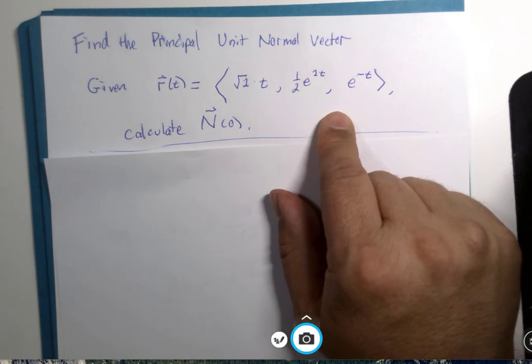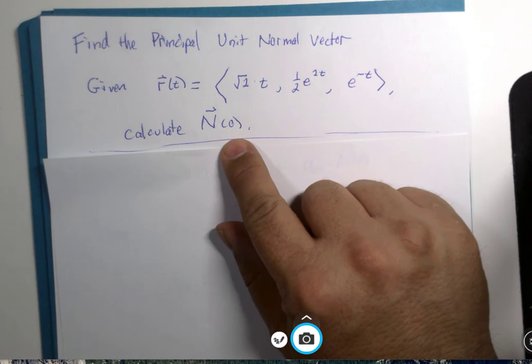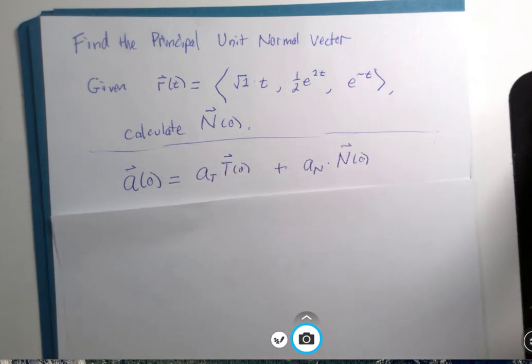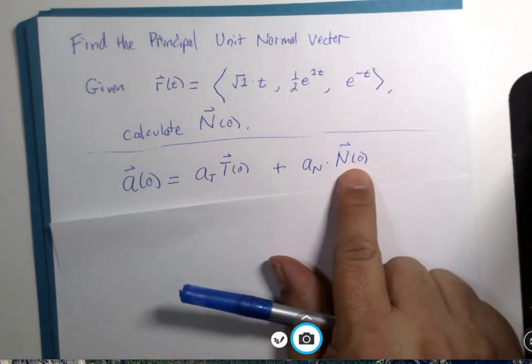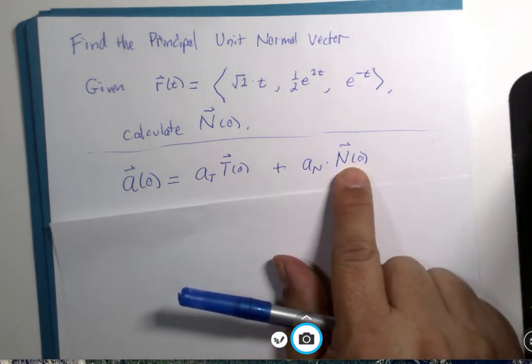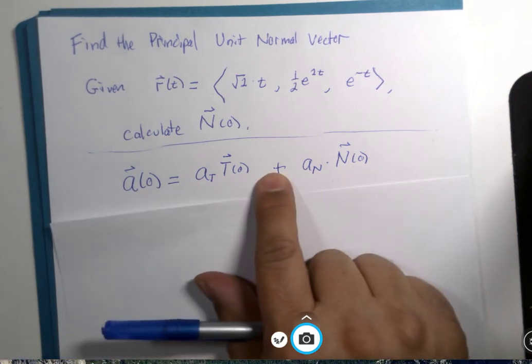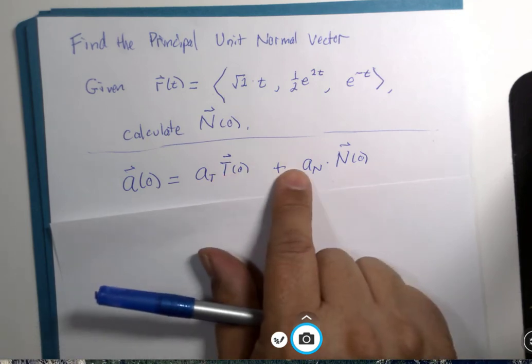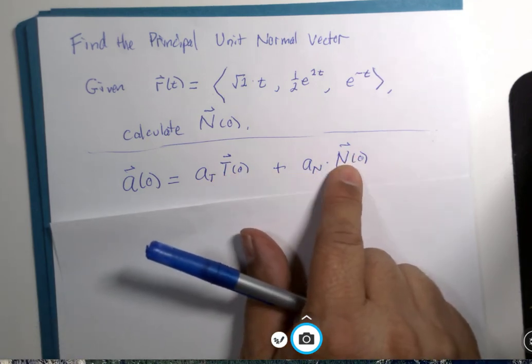And instead of just calculating the general principal unit normal vector, we're going to do the calculation at a particular time, 0. This will be very much faster than if we had to algebraically use the definition. So let's remind ourselves what we're talking about here. We're looking to find this, and supposedly we can find all of the other pieces to do so: acceleration, this scalar, the unit tangent vector, and this scalar, and thereby sneaking up on this.